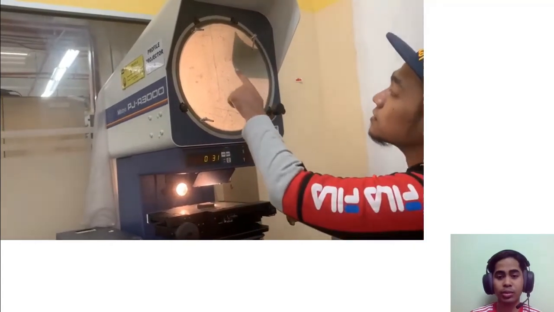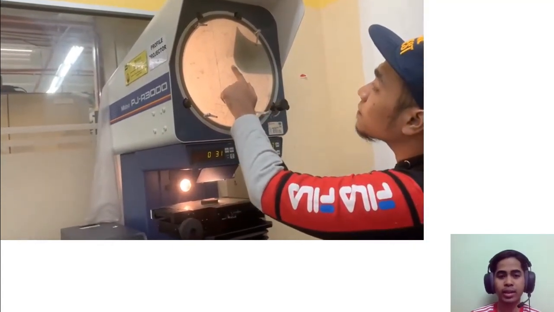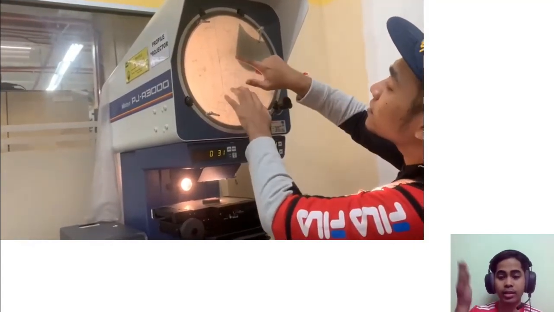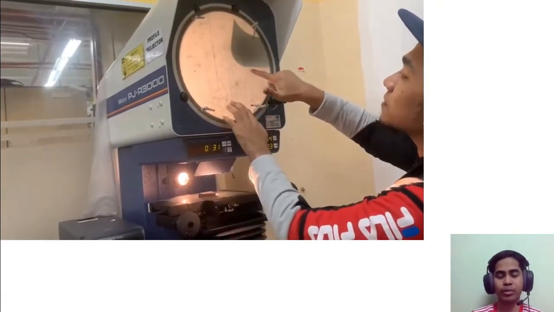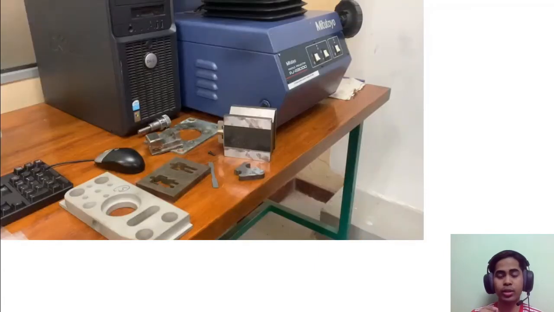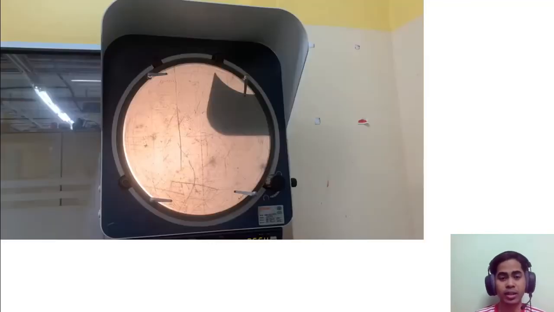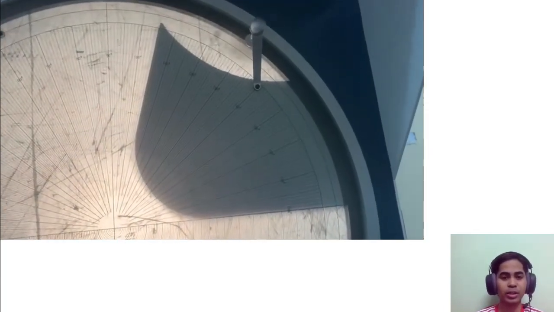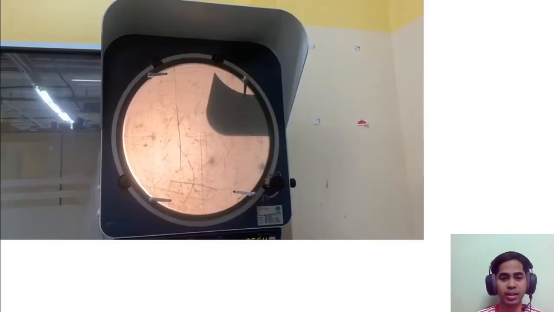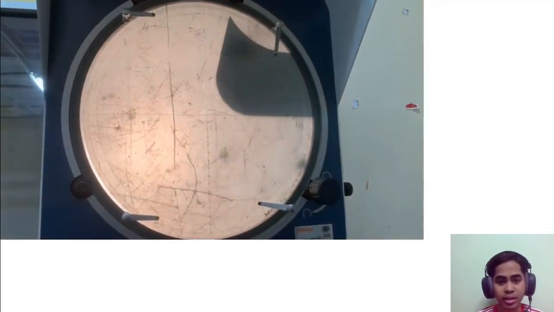We use this because we want to get the straight line. We have to get the straight line in order to calculate the angle. We have to adjust it so the workpiece is on one straight line. Let's continue with the next video. As we move this adjustment, we want to get the straight line.